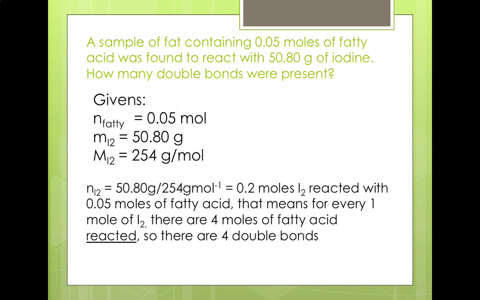So my givens: I know my moles of my fat, my fatty acid, my lipid. I know my mass of iodine that reacted, and I know my molar mass of iodine. So if I take my mass that reacted and divide that by the molar mass, so 50.80 grams divided by 254 grams per mole, I'm going to get moles of iodine. So I get 0.2 moles of iodine that reacted with that 0.05 moles of the fatty acid. So that means for every 1 mole of fatty acid, 4 moles of iodine reacted. So 4 bonds that reacted with the iodine.